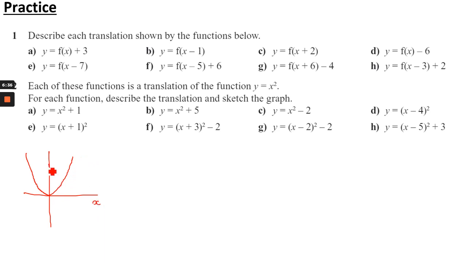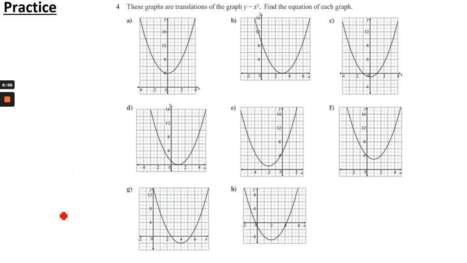So if I was just to do the first one, we've got it outside, so I'm going to move that 1 up. So if that's y equals x squared, the graph of y equals x squared plus 1 has just been moved up so that that coordinate there is 0, 1. Okay, so pause the video, play when you're ready to go through the answers.